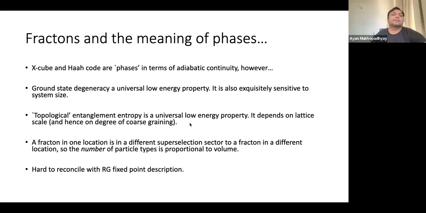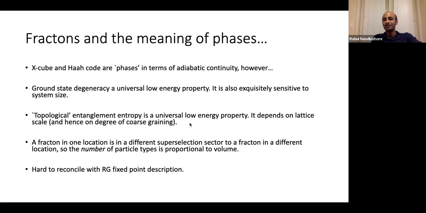Okay, so to come back to fractons and the meaning of phases, X-cube, which I showed you, is a phase in terms of adiabatic continuity. You define it with open boundary conditions. Let's say it has a unique ground state. It has a gap to the excited states, so you can perturb it, and the ground state should be robust. Now, this is the classic definition of adiabatic continuity.